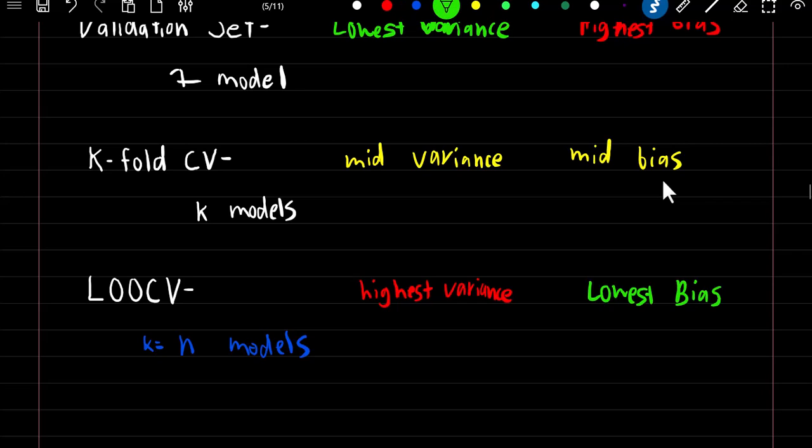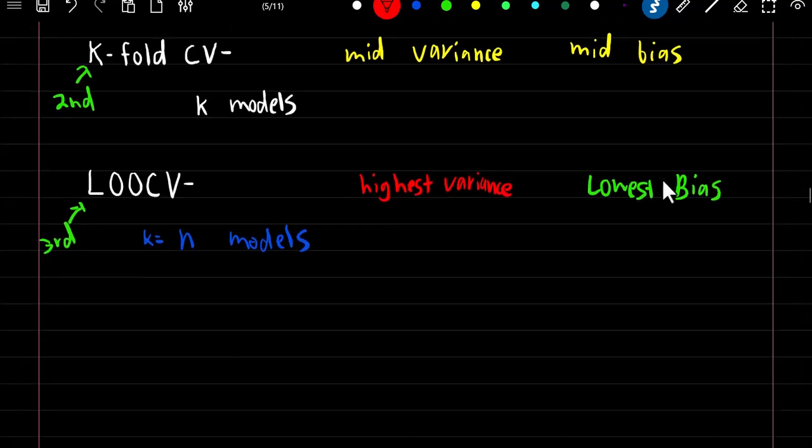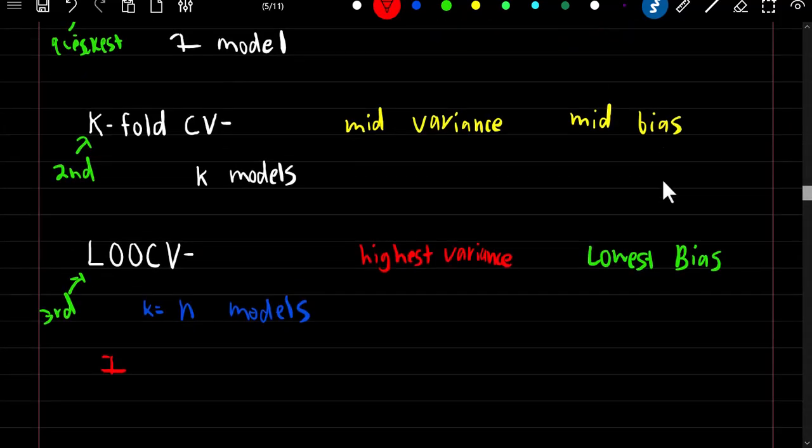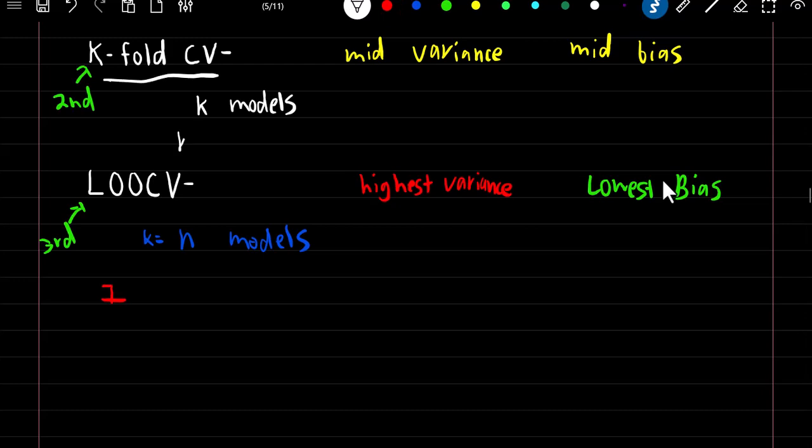So validation set is going to have the quickest runtime, k-fold is second quickest, and leave-one-out cross-validation the third. Now linear regression has a special case where you can solve leave-one-out cross-validation by only running one model, so it has the same runtime as the validation set approach. That only applies for linear regression. In general, you want to use k-fold cross-validation with either k equal to 5 or k equal to 10.